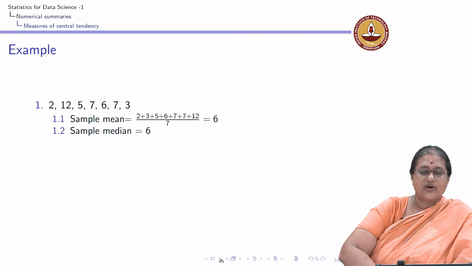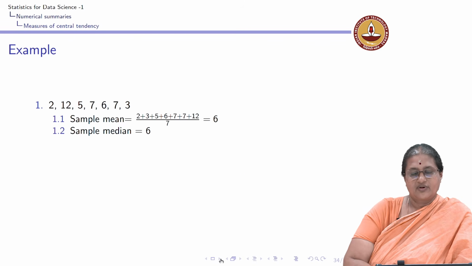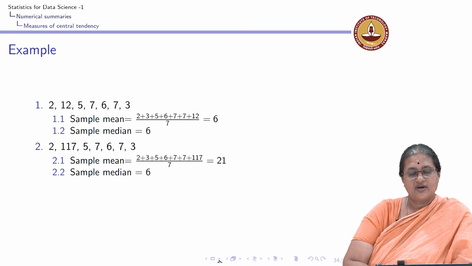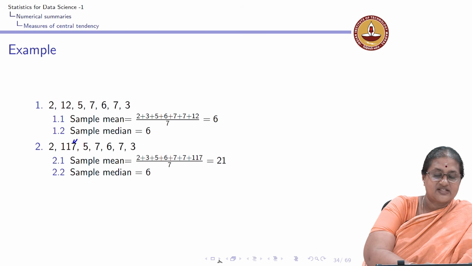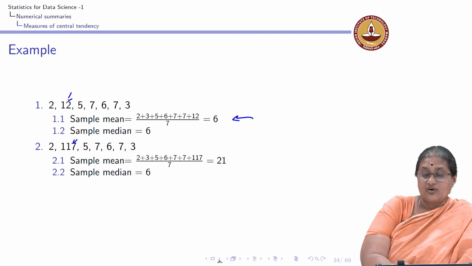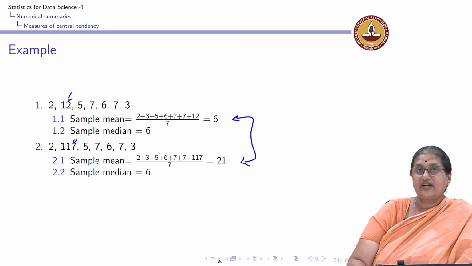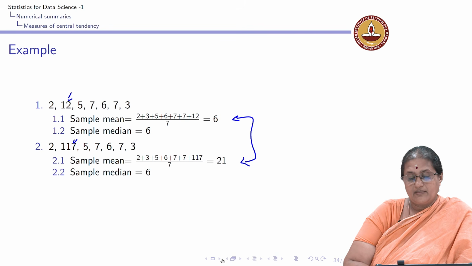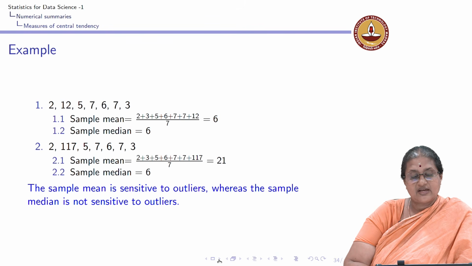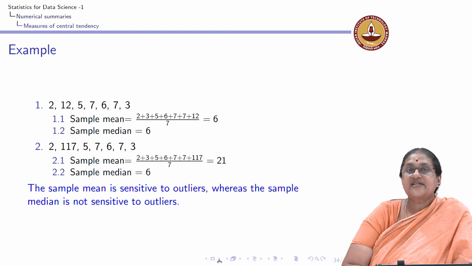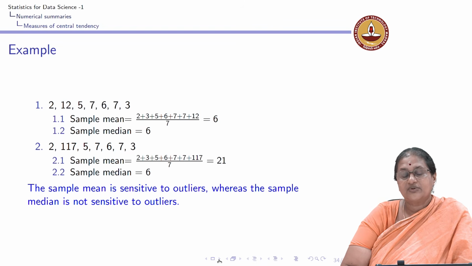So let's go back to our example here. In the second one, the sample mean is 21 and the sample median is 6. The first data set and second data set only differ in the second observation, which is 117 here and 12 there, and we already see that there is a significant difference in the mean, but the median remains the same. So the sample mean is sensitive to outliers, whereas the sample median is not sensitive to outliers.